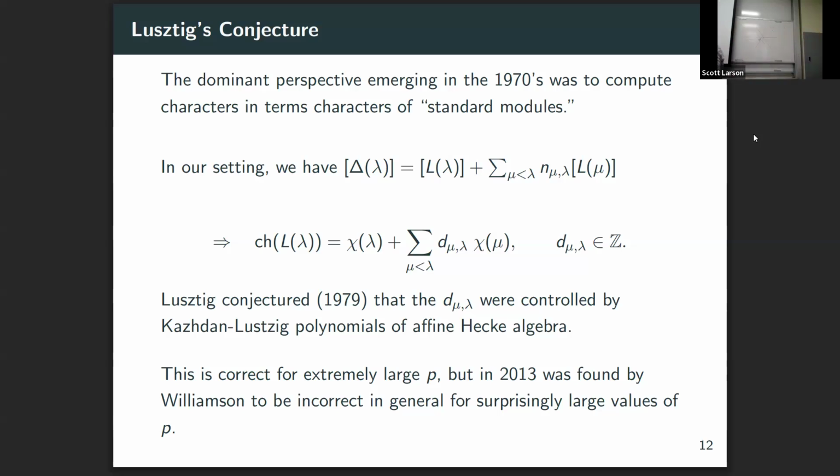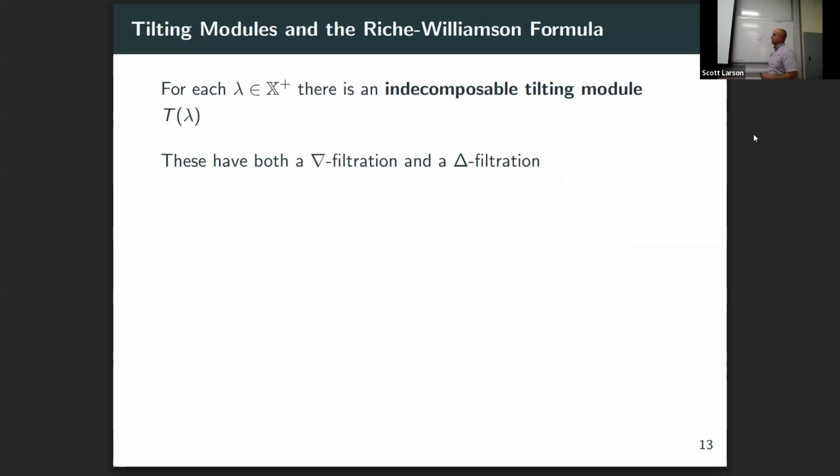Okay. So the big point that changed history here was Geordie's counterexamples. He showed that Lustig's conjecture will only work when the prime is very large in general. So where character formulas moved from there was to indecomposable tilting modules.